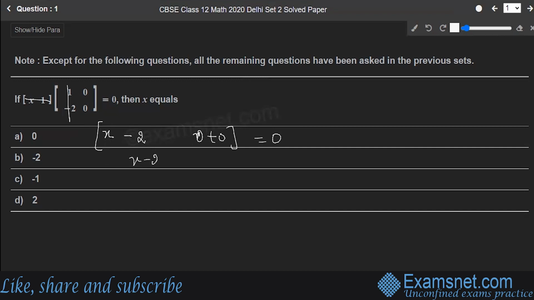This means x minus 2 is equal to 0, comma 0, which means x minus 2 is equal to 0 or x is equal to 2. That makes option D the correct answer. Hope you understood that. Let's move to the next question then.